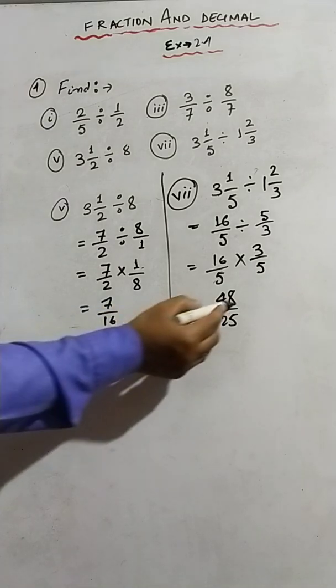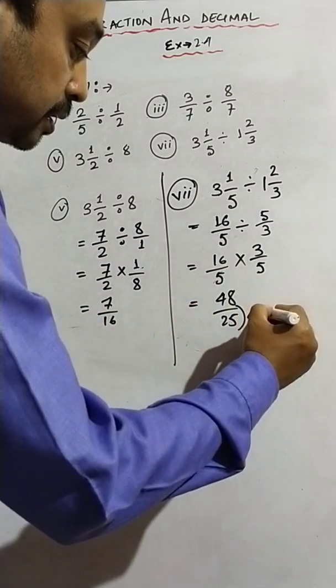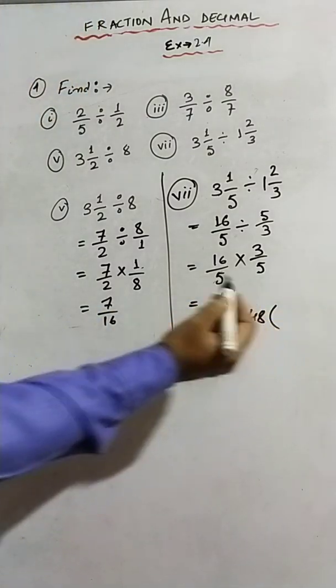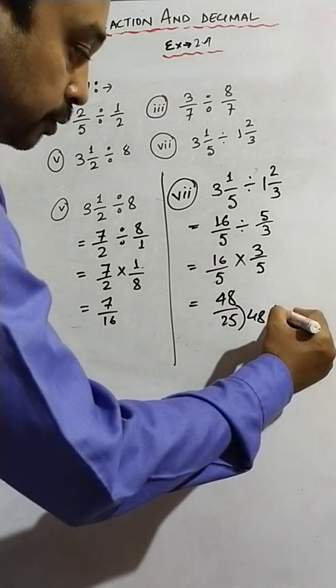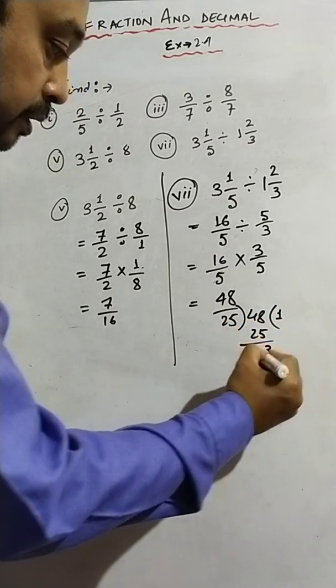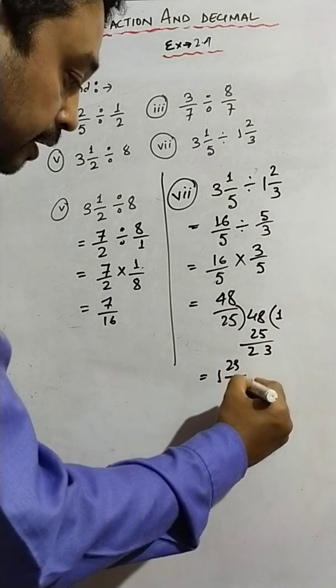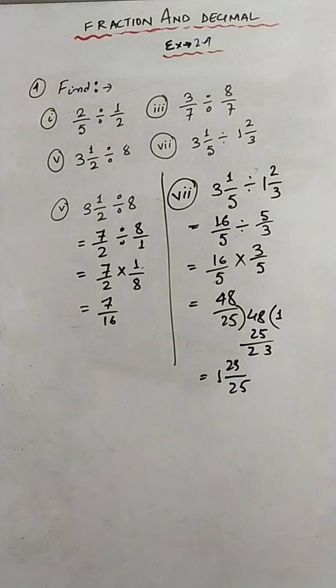Now because this is an improper fraction, we can give the answer in the mixed fraction form. So let's divide it, students. Now 25 2s are 50, so it cannot go, so 25 1s are 25. So it would be 1 and the remainder 23. So your final answer is 1 23 by 25. Okay, so that's it. This was the last sum, that is sum number 7.